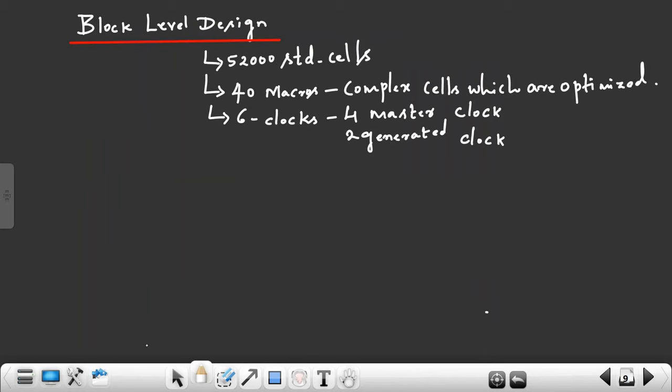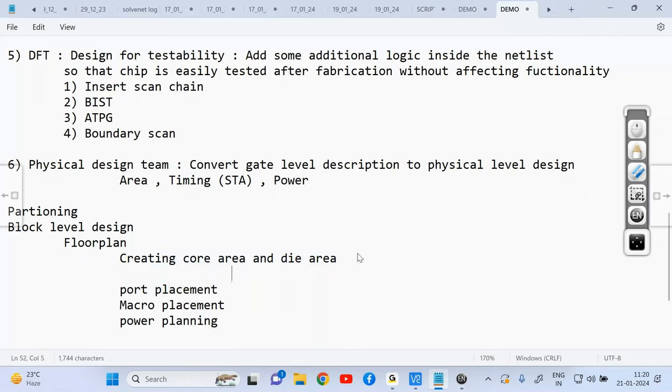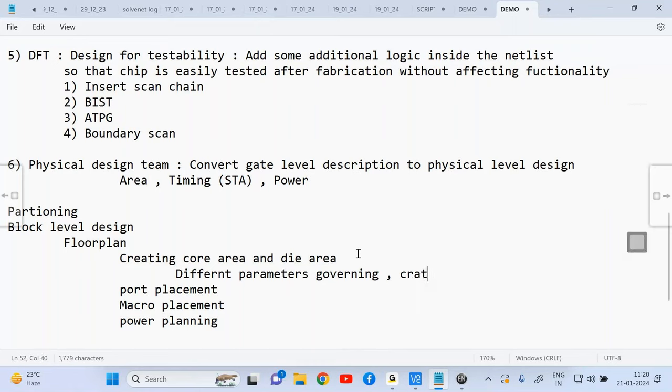So there are different methods to create core area. That is what we will see in our course, right? How to create core area, different methods to create core area and die area. What parameters are going to govern creating core area and die area? That is what we are going to look into, right? So different parameters governing core area and die area. Creation of core area and die area.